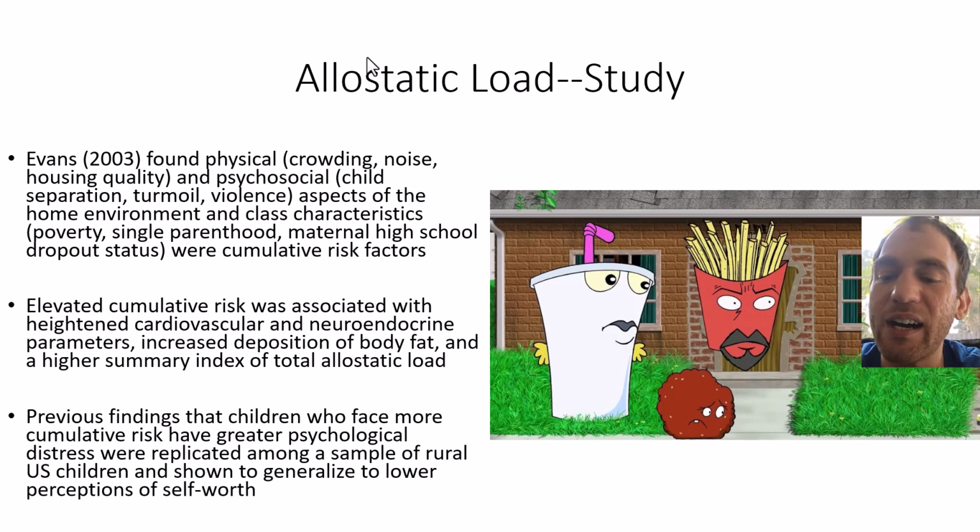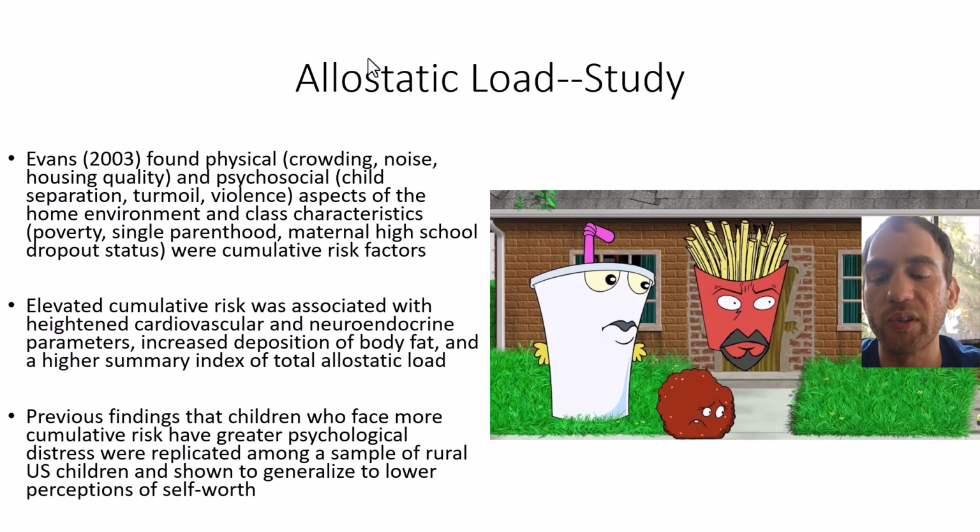Evans in 2003 found that physical aspects of the home environment, crowding, noise, housing quality, and psychosocial aspects, child separation, turmoil, and violence, and class characteristics such as poverty, single parenthood, and maternal high school dropout status were cumulative risk factors. Elevated cumulative risk was associated with heightened cardiovascular and neuroendocrine parameters, increased body fat, and a higher summary index of total allostatic load. Previous findings suggest that children who face more cumulative risk have greater psychological distress. These were replicated among a sample of rural U.S. children and shown to generalize to lower perceptions of self-worth.